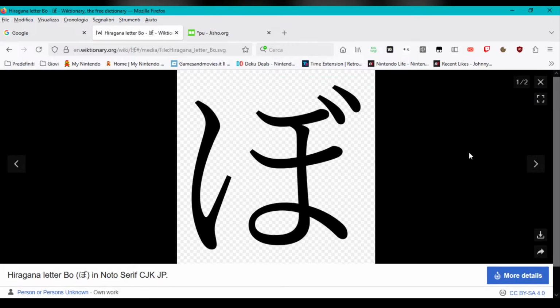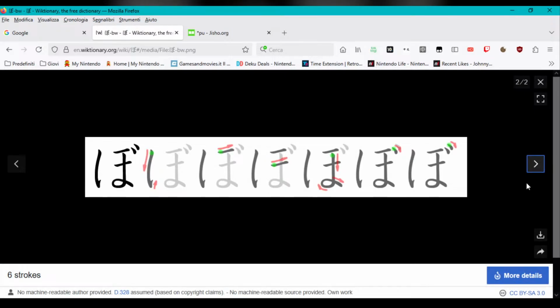We can add the dakuten to have bo. Again, we start by writing ho, top to bottom, left to right, top to bottom with the circle, and add the dakuten, the 2 commas. As seen also here with the arrows, top to bottom, left to right, top to bottom with the circle and the 2 commas.